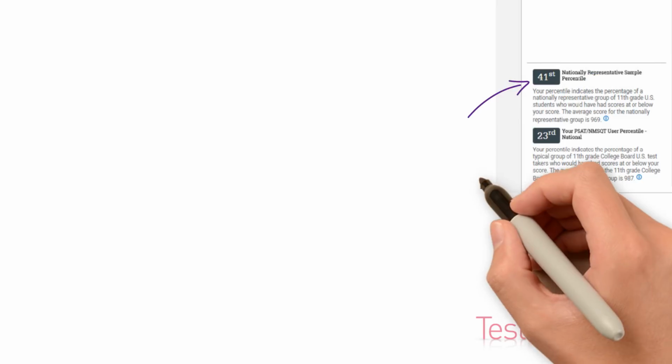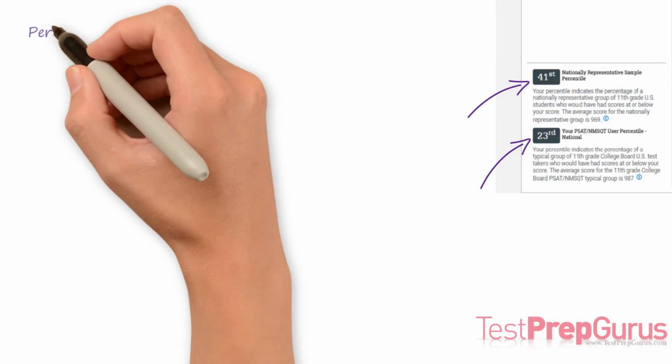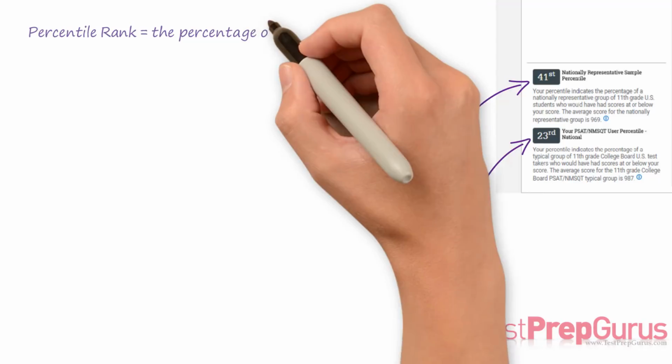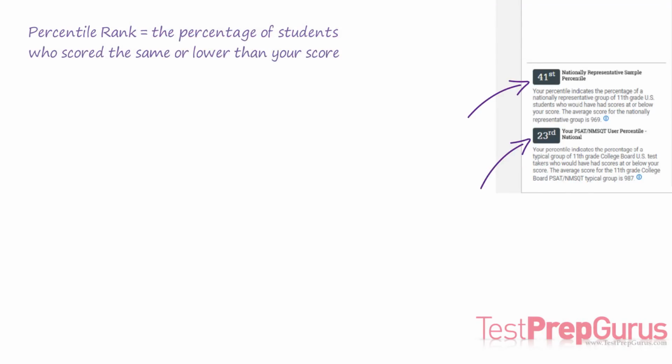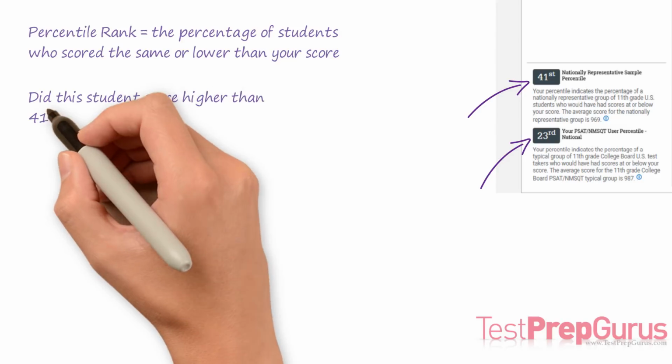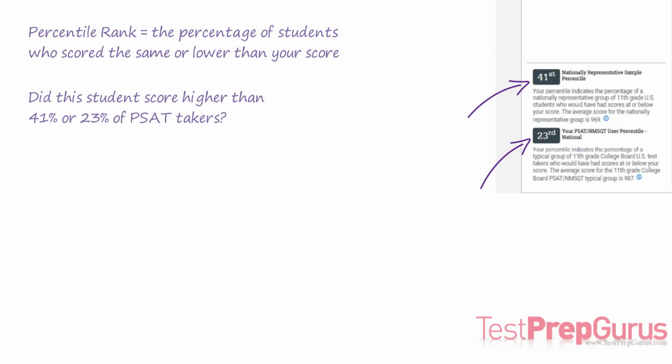The next item we need to discuss is percentile rank. With the redesign of the SAT and PSAT, the College Board began giving all students not one, but two percentile rankings, the nationally representative sample percentile and the PSAT NMSQT user percentile. Let's look at our sample student, Ima. Did she score higher than 41% or 23% of PSAT takers?